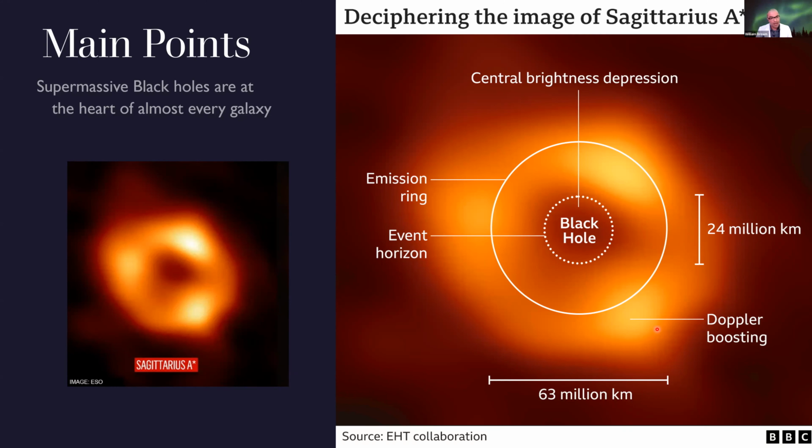And actually, with some of the most recent analysis that's been done, astrophysicists were somewhat surprised that the rate of material going into Sagittarius A star is just a trickle. There's only a really small amount of material going in to the black hole, so the accretion disk is relatively quiescent.